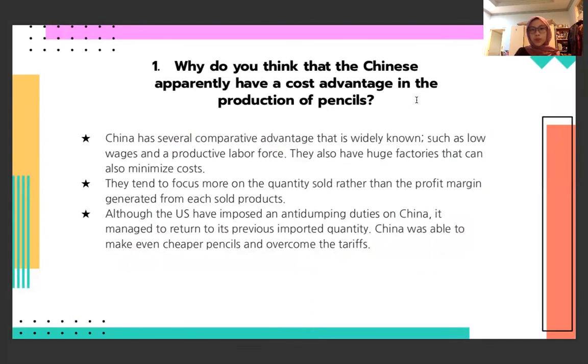So the first question would be, why do you think that the Chinese apparently have a cost advantage in the production of pencils? We think that China has several widely known comparative advantages, such as low wages and a productive labor force. They also have huge factories that can minimize their costs. Other than that, they tend to focus more on the quantity sold rather than the profit margin generated from each sold product. Although the US imposed anti-dumping duties on China, it still managed to return to its previous imported quantity. China was also able to make even cheaper pencils and overcome the tariffs.